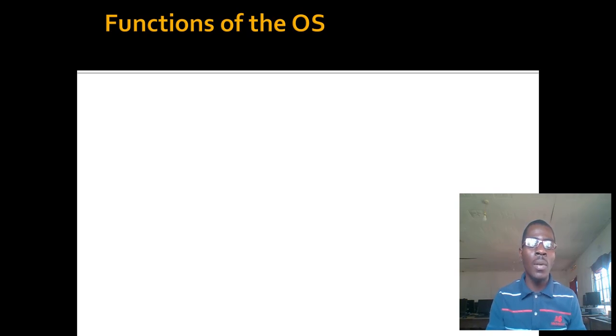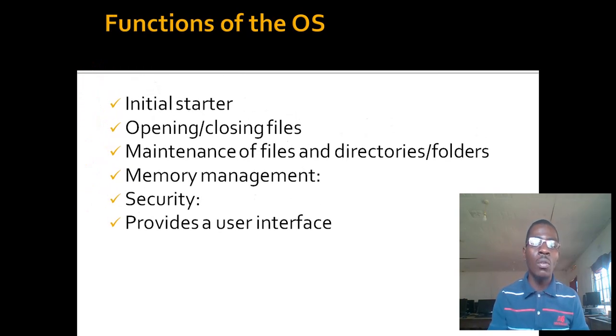And then we go ahead to look at the functions of the operating system. The operating system has different functions, and these include the initial starter. It acts as the initial starter of the computer. What do I mean by initial starter? Initial starter means that before the computer starts, it is the operating system that must start first. Before you open any other program, you first switch on the computer, and once you have switched on the computer, it is your operating system that is going to start first in order for all the other programs to start. So it is the initial start of the computer.